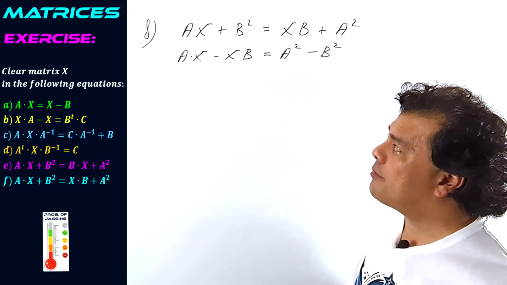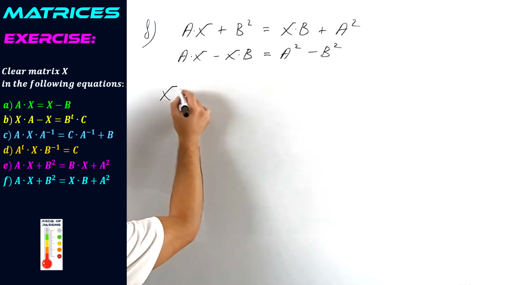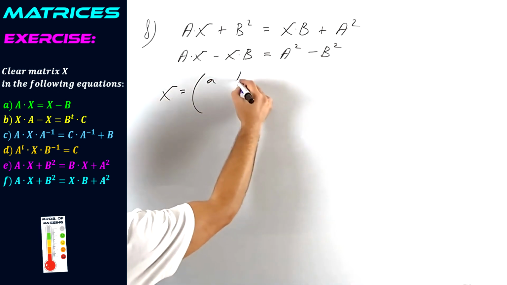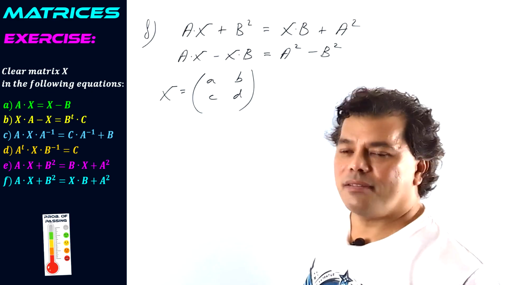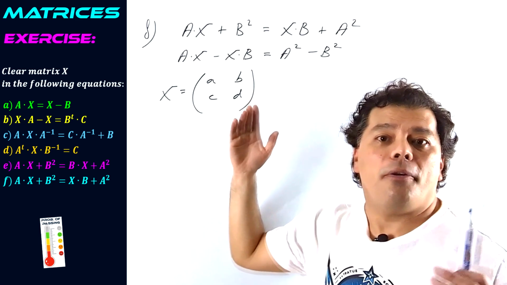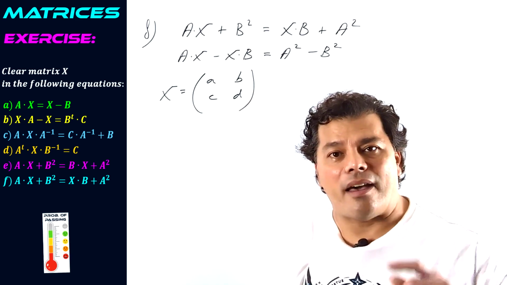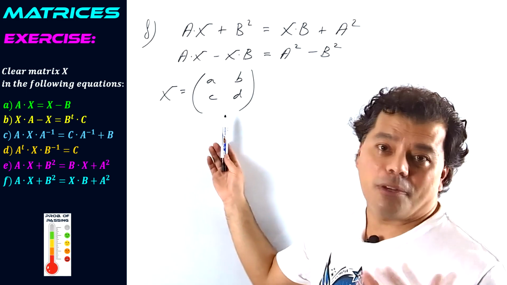Well, I'm afraid that there is no other way out than creating a template for matrix X, that is A, B, C, D, and insert this template into the equation, the first one, for example, operate and try to proceed as in this other video where we had to use the same solution.